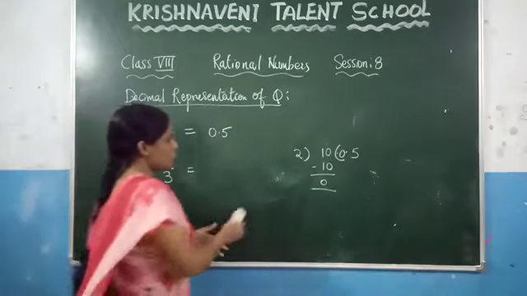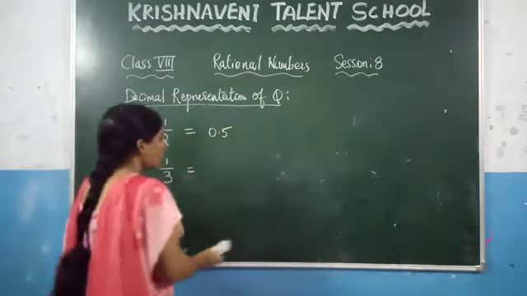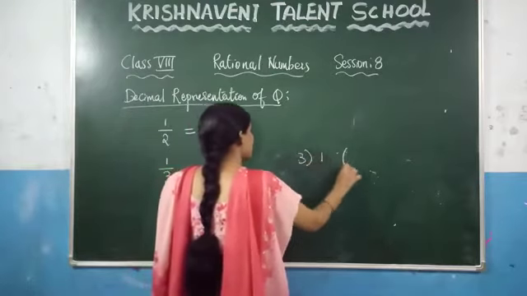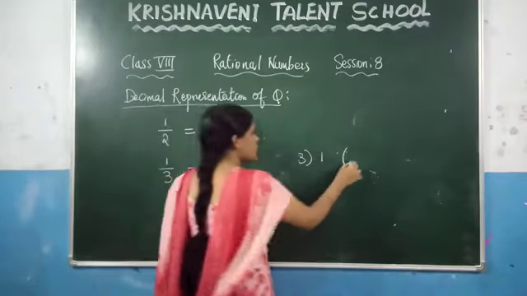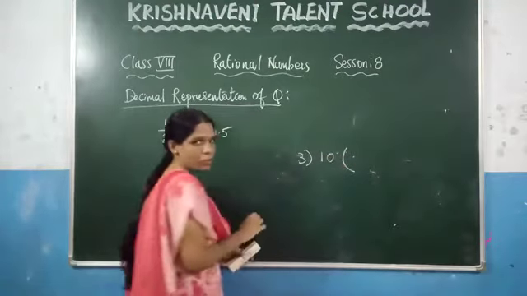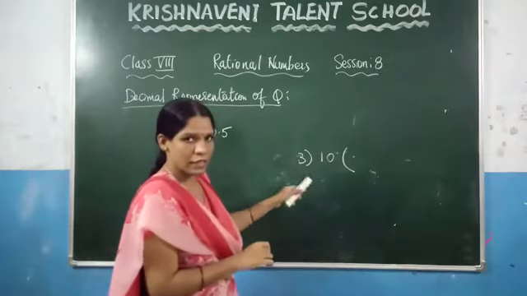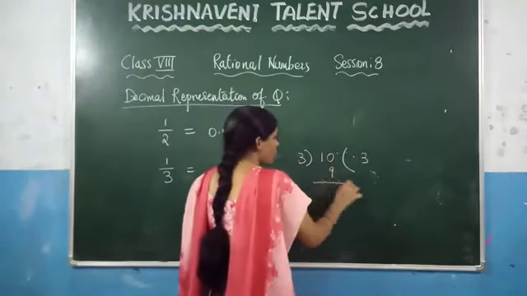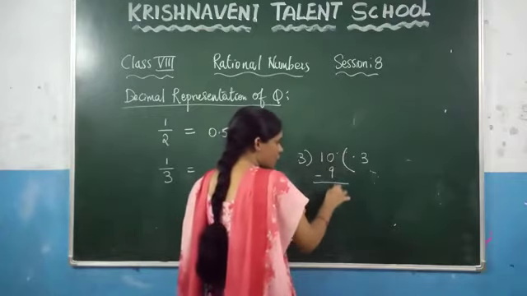Now, check for this one, 1 by 3. So, here you need to divide 1 by 3. Here also the same thing. Since we cannot divide, you need to put a decimal point here and put a 0 here. So, in the table of 3, we will not get 10. So, here write 3 3s are 9. What is the value of 10 minus 9? It is 1.